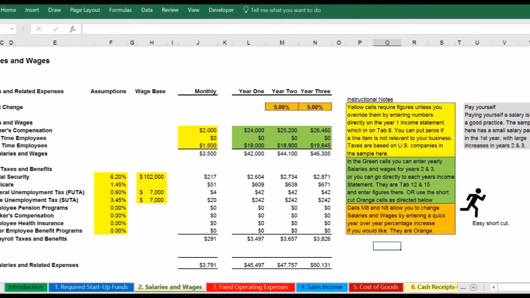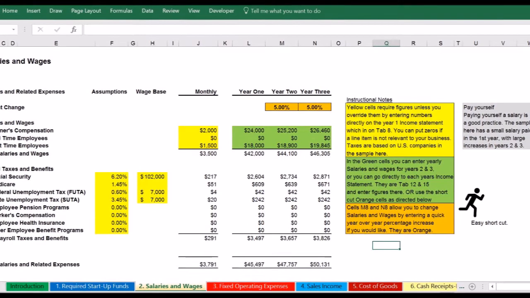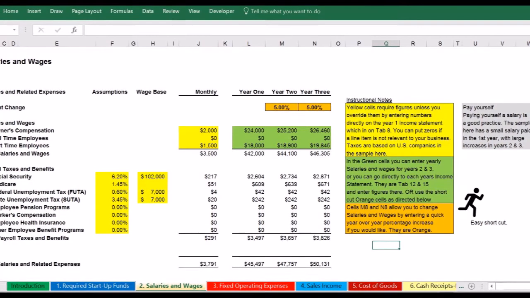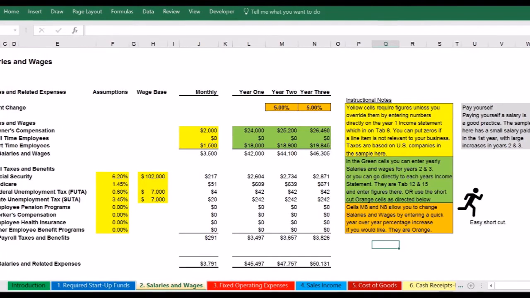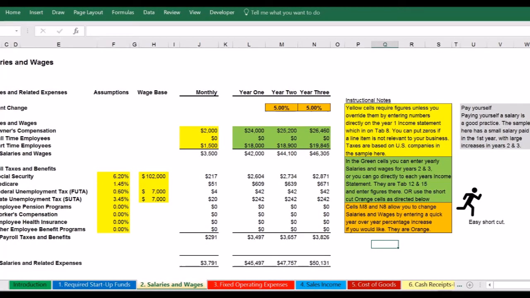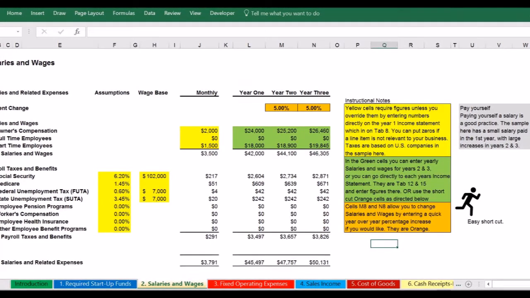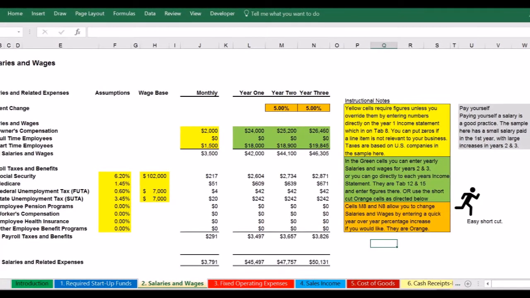The sample here includes tax withholding rates that are common in the US. If you will be in a different country, you will want to type in your rates and assumptions in the yellow cells in columns F and G. There are also green and orange cells on this sheet.